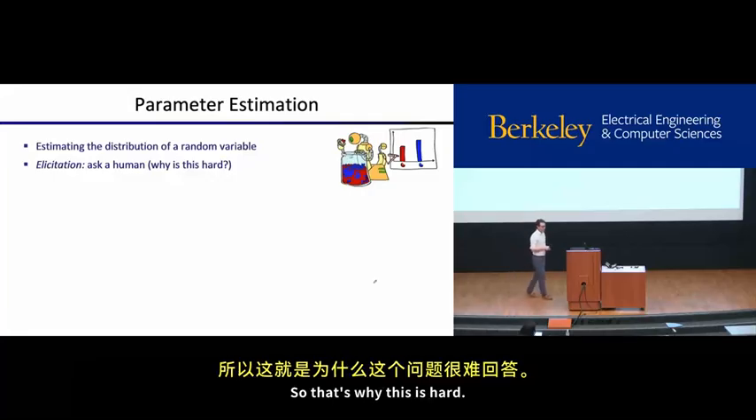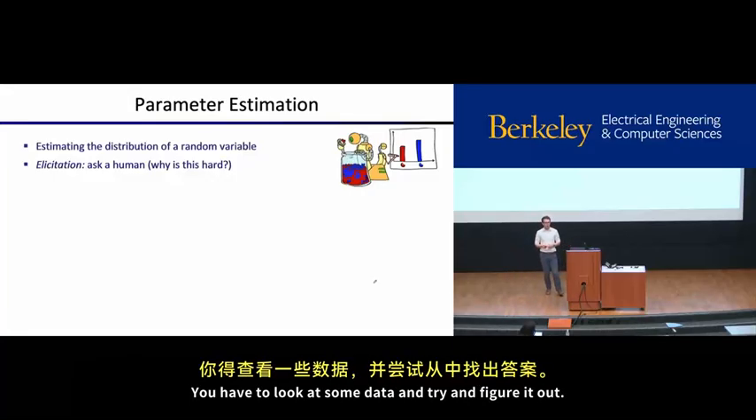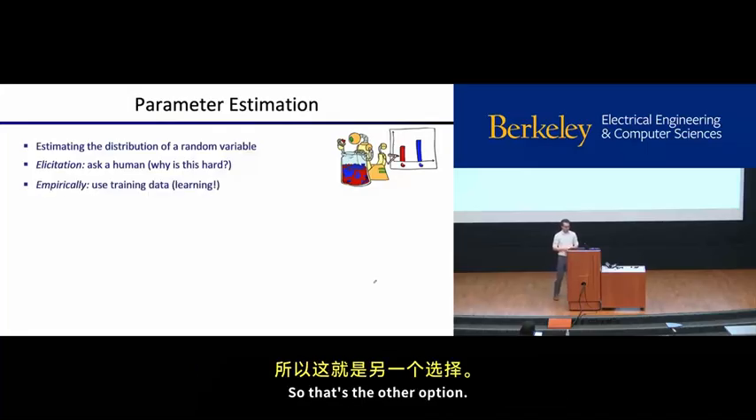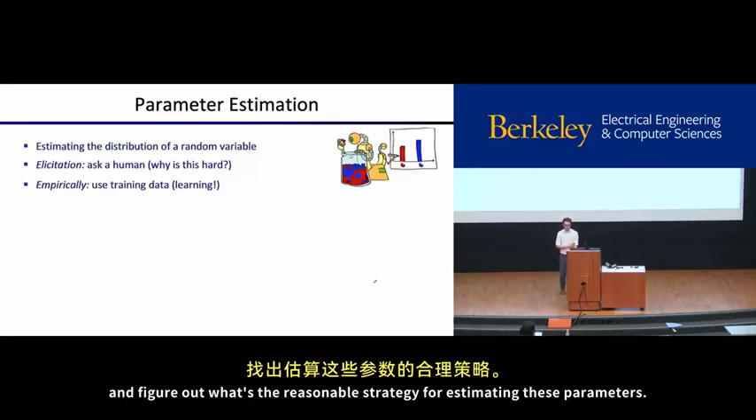Yeah, I didn't think so. So that's why this is hard. You can't just ask a human what these numbers are. You have to look at some data and try and figure it out. So that's the other option, right? Empirically, use training data, use learning, and we're going to try and figure out a reasonable strategy for estimating these parameters.